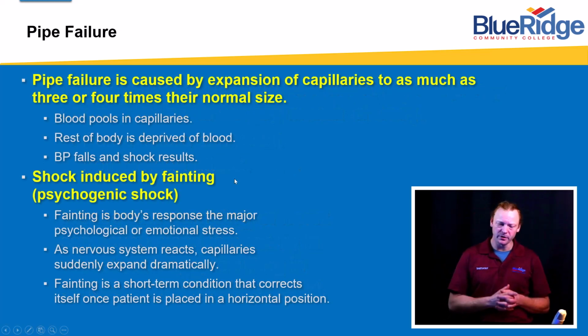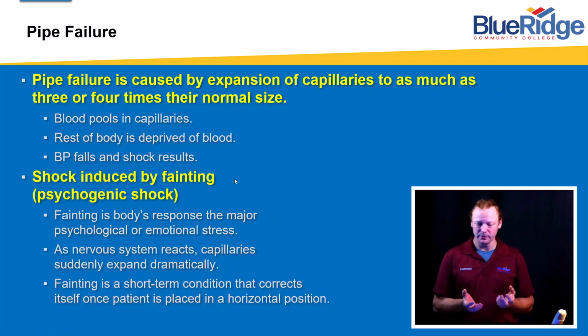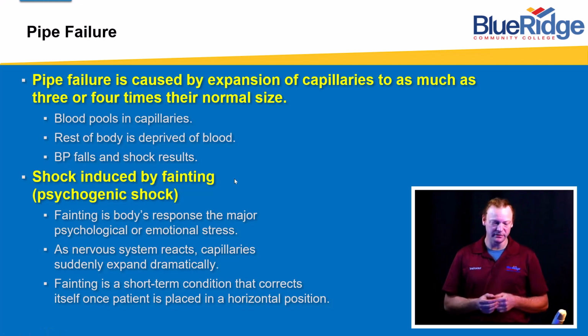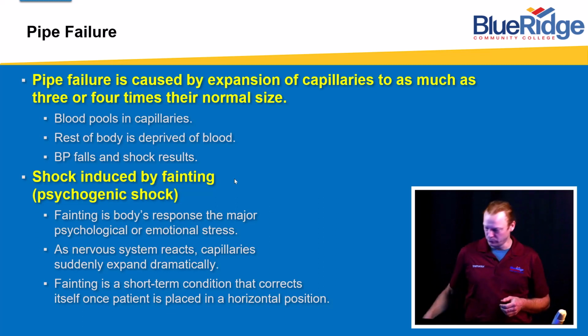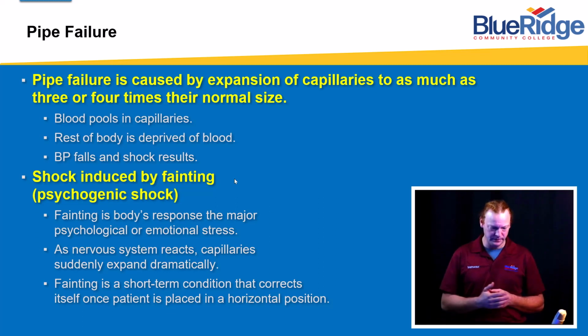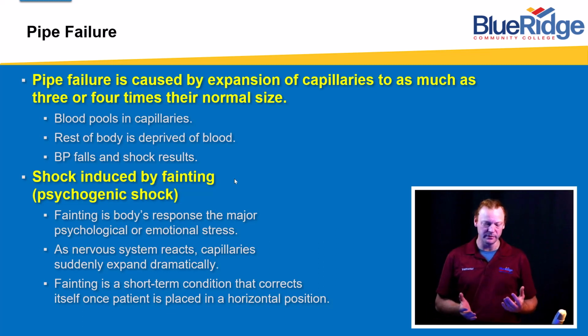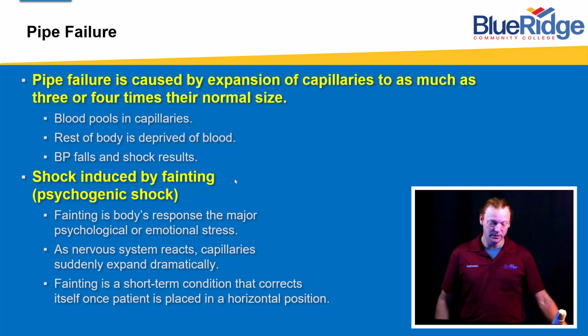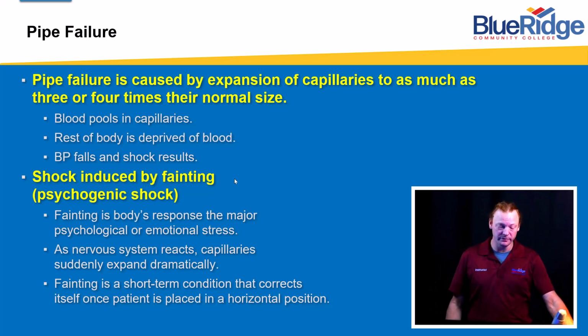Pipe failure is caused by the expansion of capillaries to as much as 3 or 4 times their normal size. The blood pools in the capillaries, and then the rest of the body is deprived of the blood that it needs. Your blood pressure falls, and ultimately shock ensues.